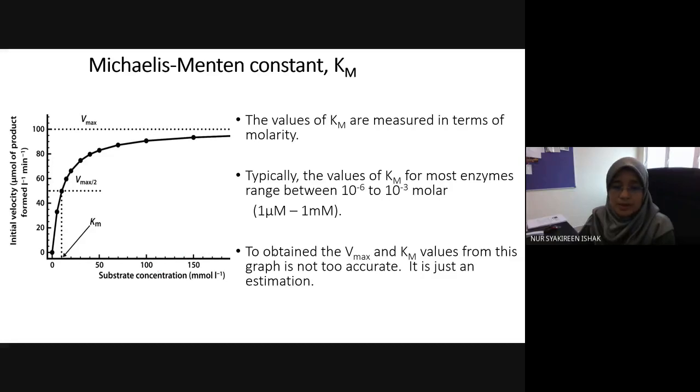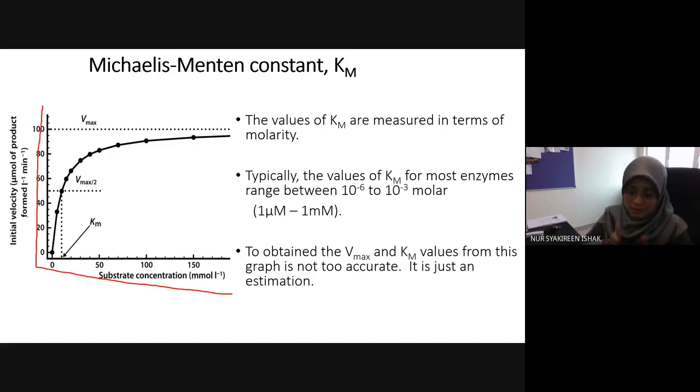And then the next one, to obtain the Vmax and the Km values from this graph is not too accurate, so it is just an estimation. Daripada graph ni, okay, you can determine the Vmax value and the Km value, but because the data is too much, kan nampak, the 50 sampai 150 sampai 100 kat sini, so the actual value for Vmax and Km that you obtain from this graph is not too accurate.